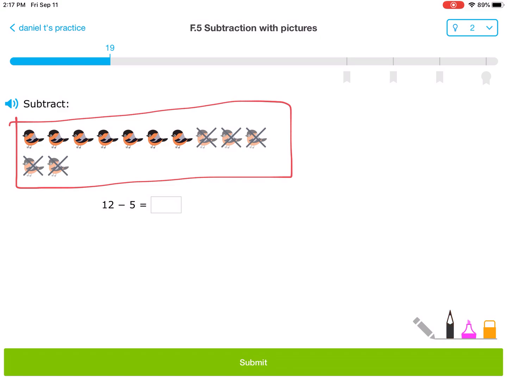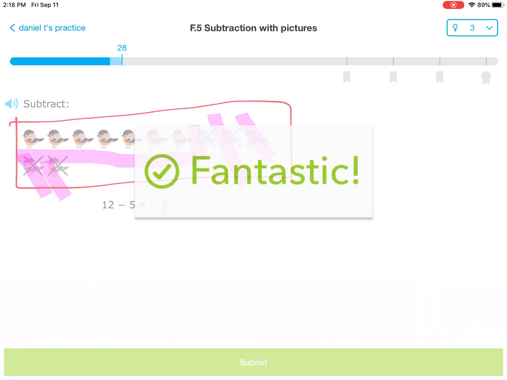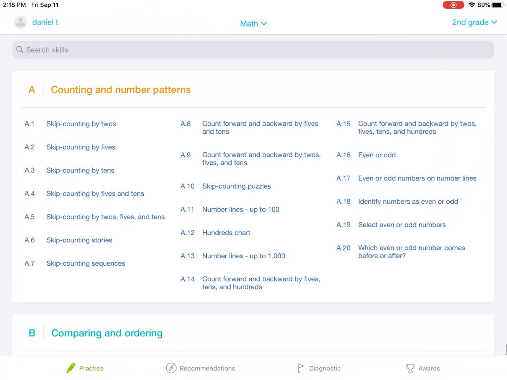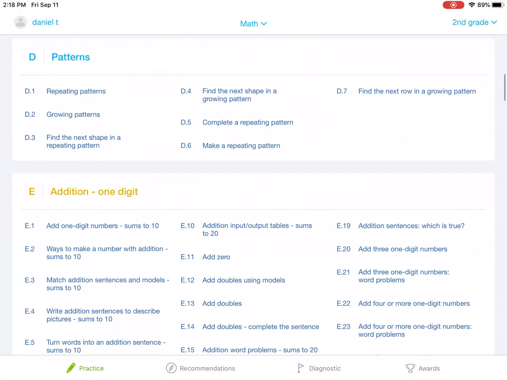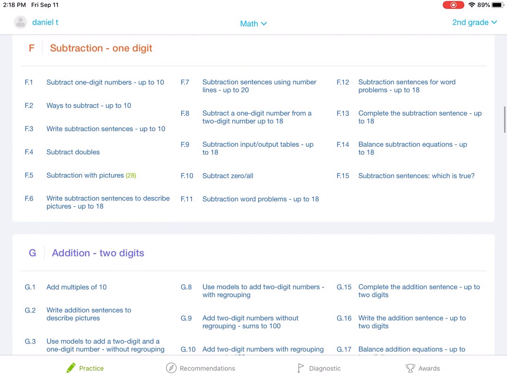So I've got 12 here, and then I'm going to cross out 1, 2, 3, 4, 5. And I'm left with 1, 2, 3, 4, 5, 6, 7. So this is a second grade activity I'm doing right here. That was second grade F5. So if you want to continue with this and do some second grade work kind of as a warm-up, you can. And you can always ask me for suggestions for something a little bit harder or a little bit easier.